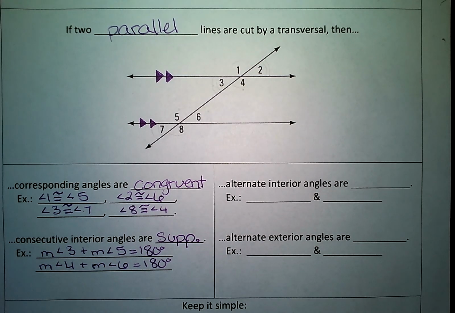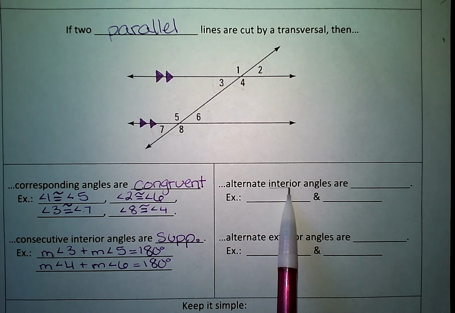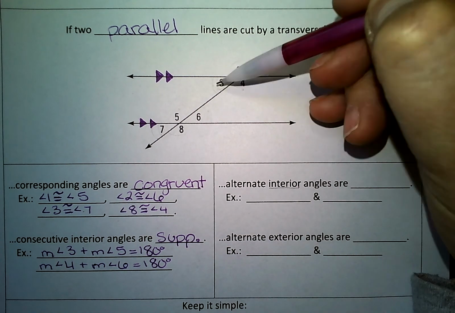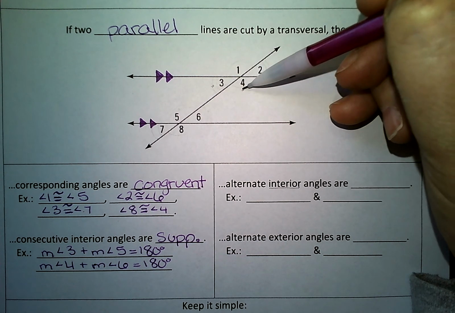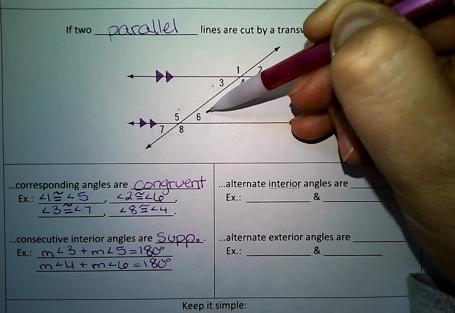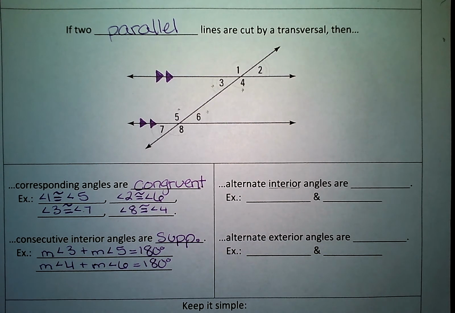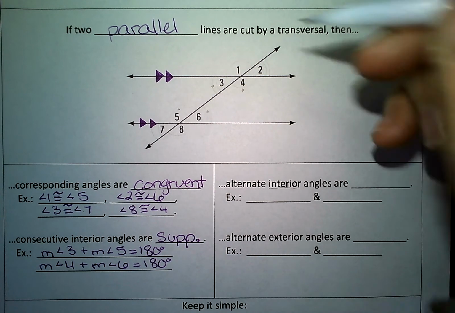Our next set of angles to discover are the alternate interior angles. Again, we're working with interior angles, which means we're looking at angles 3, 4, 5, and 6. The word alternate means to be on the opposite side of the transversal. Let's use angle 3.